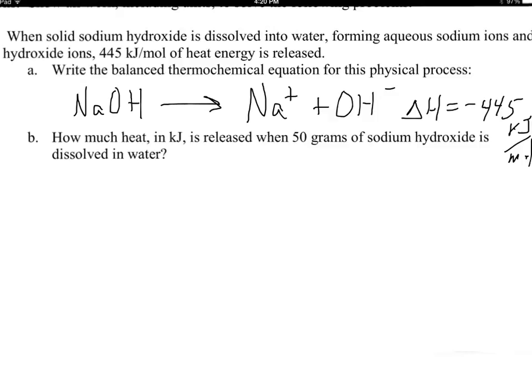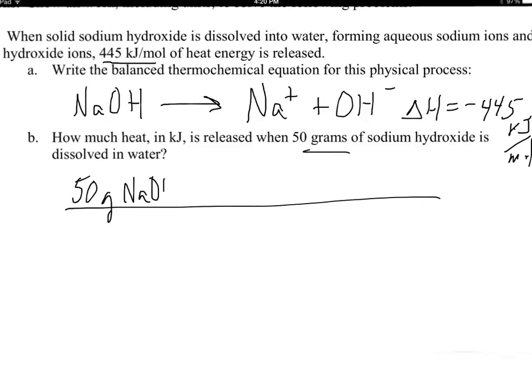All right, then part B, how much heat in kilojoules is released when 50 grams of sodium hydroxide is dissolved in water? So, this 445 kilojoules is per mole, and we have grams, so we need to go from grams to moles, so we do 50 grams of NaOH, and then we need to convert it to moles, so we say 1 mole. Look up the masses of sodium, 1 oxygen and 1 hydrogen. That comes to 40, so it's 40 grams per 1 mole for NaOH. Grams cancel out, now we're in moles.